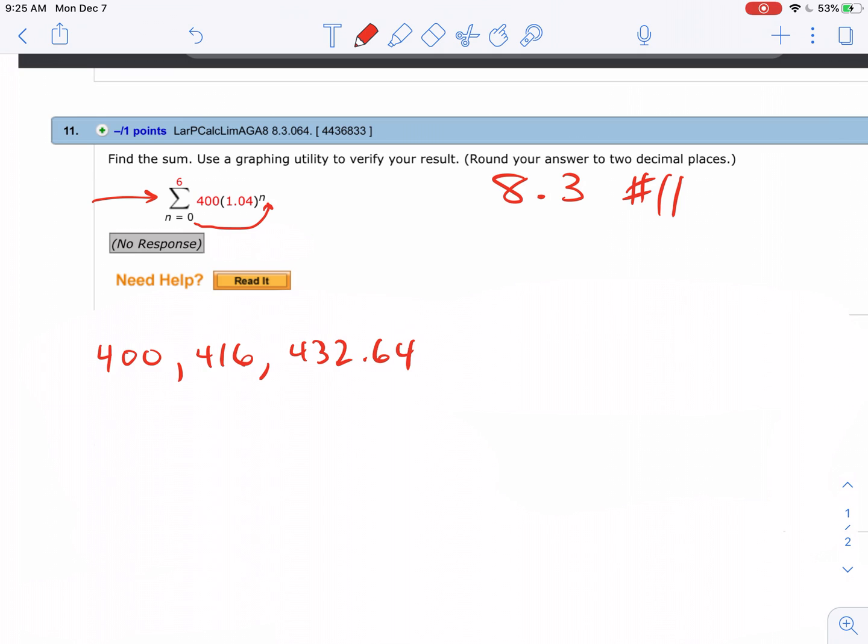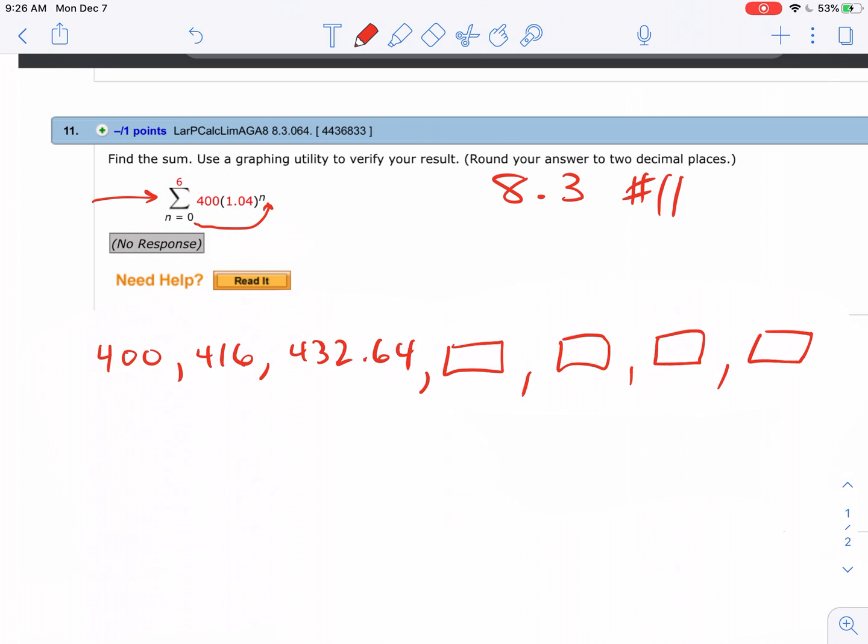And the idea is you can keep going with this, and you have to find 4, 5, 6, 7 numbers that you can add up, because remember, this is going from 0 all the way to 6. So it's 0, 1, 2, 3, 4, 5, 6. I would have to find 7 numbers to get my sum.